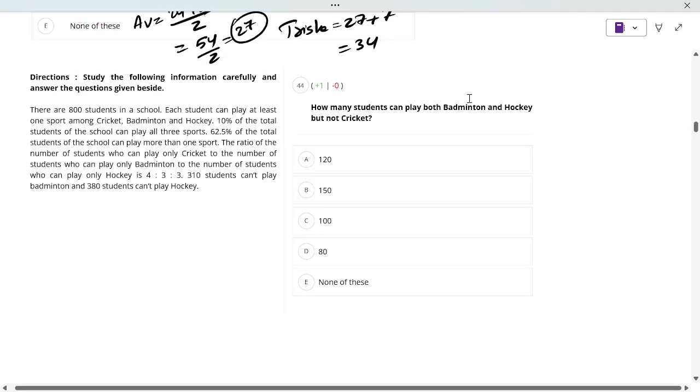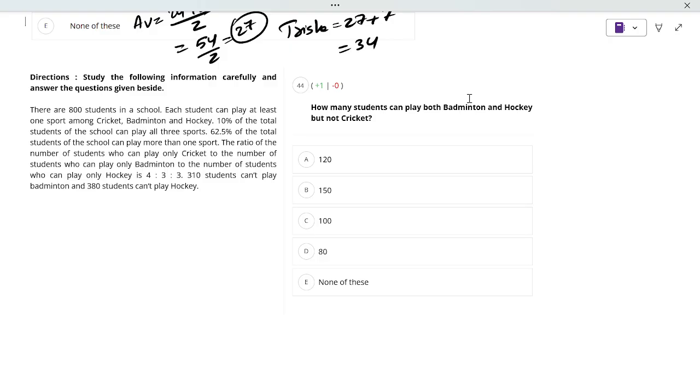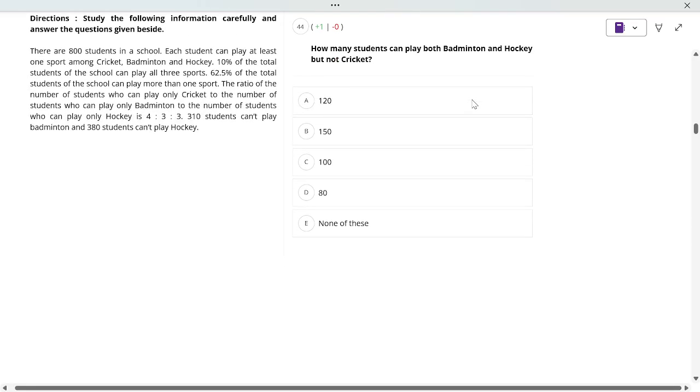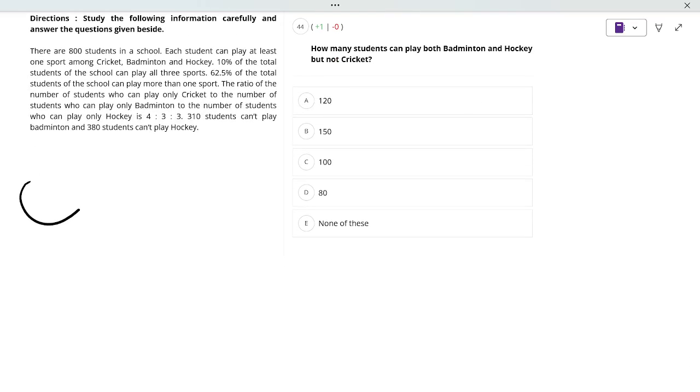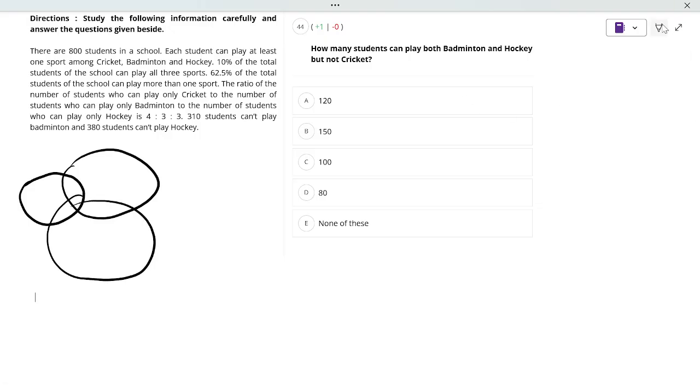Okay, next one we have this question. Alright, so let's try to crack this one. There are 800 students in a school. Each student plays at least one sport. Now we can solve this one with the help of a Venn diagram. So yeah, let's give it a try. So we have 3 sports, 1, 2, 3. Let me draw it bigger.